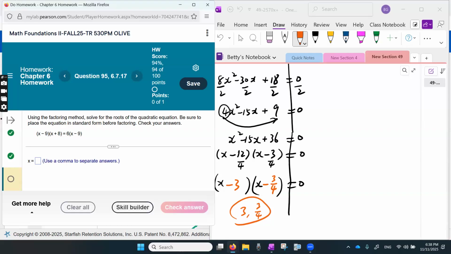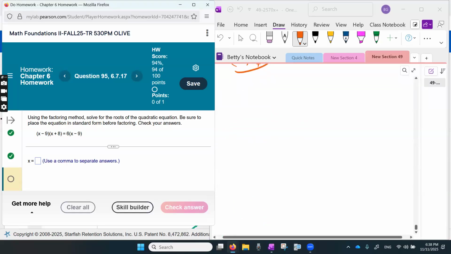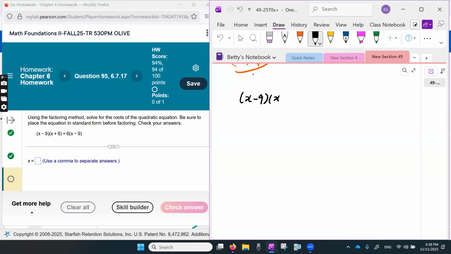All right. Okay. So this one we have (x - 9)(x + 8) = 6(x - 9). By the way, there are different methods to solve this equation. What I would do is to use the factor method, okay?